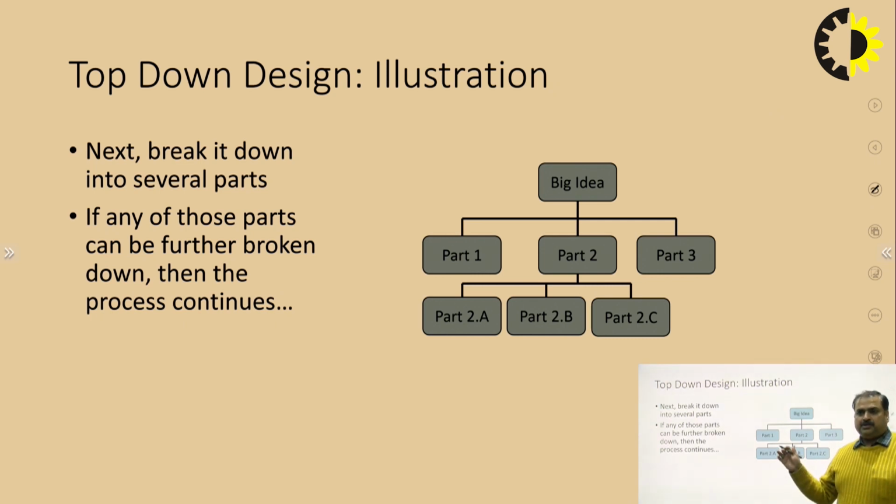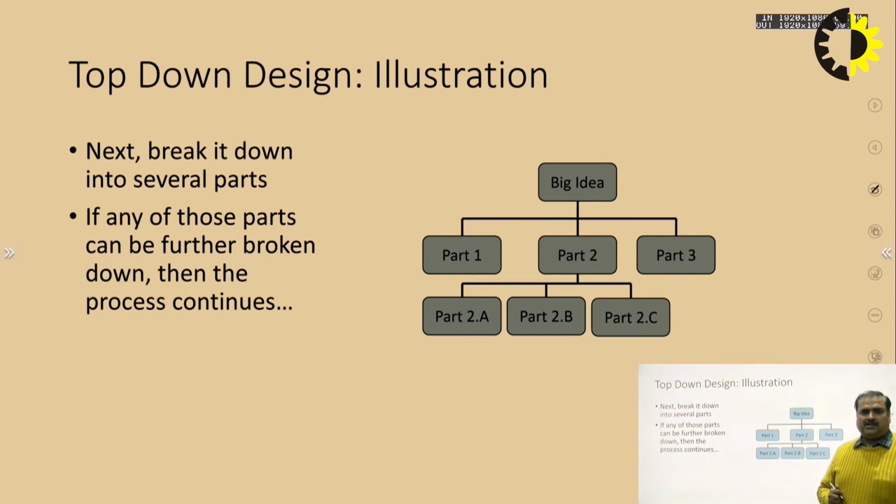Another thing which we can have is a procurement management system in the library. So one system is divided into different parts. And again, like here part 2 is divided into 2.A, 2.B and 2.C. We can divide the problem into further subparts.